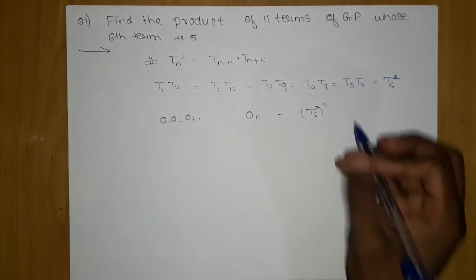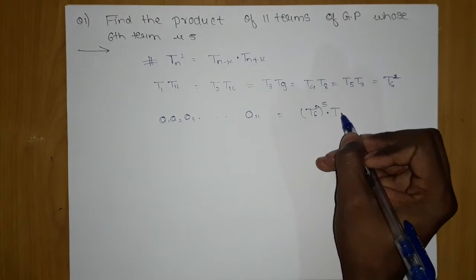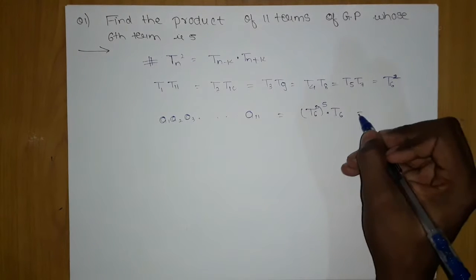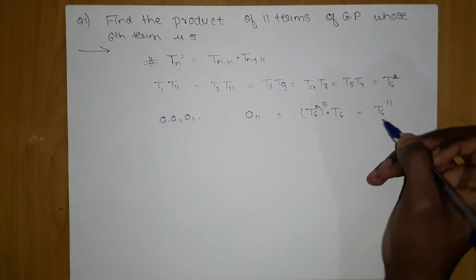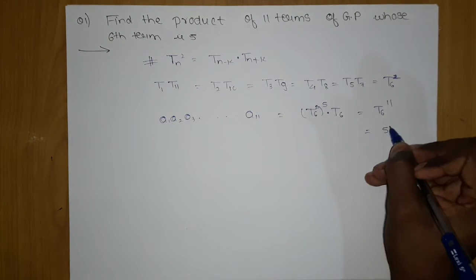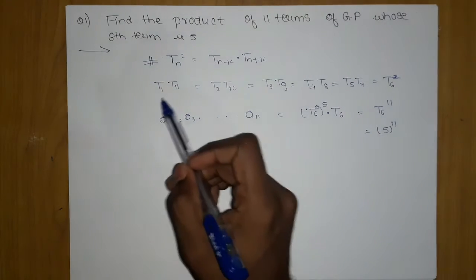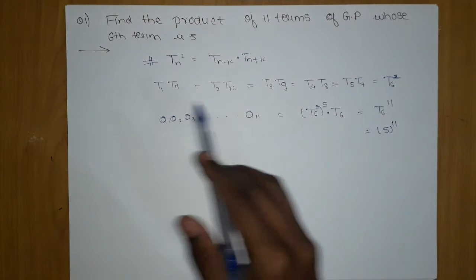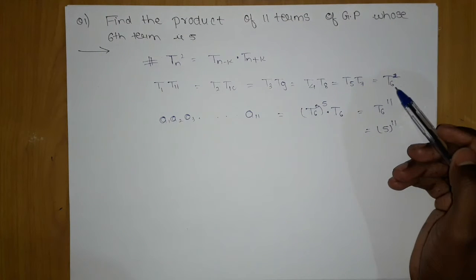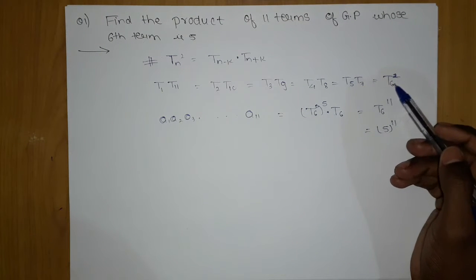It is equal to t6, and how many times? 1, 2, 3, 4, 5. And one more t6 separately, so it will be t6 power 11, and t6 is 5, so 5 power 11. This is our answer. Now, we did the t1 and t11, n plus 1 concept for all the terms. Now t6 is the middle term, so it will be t6 square.